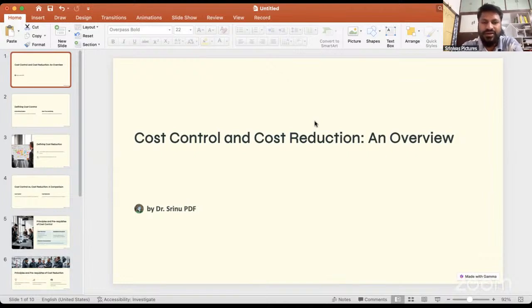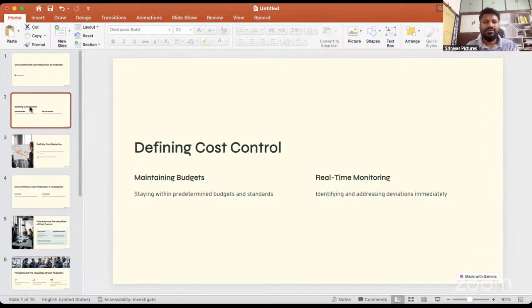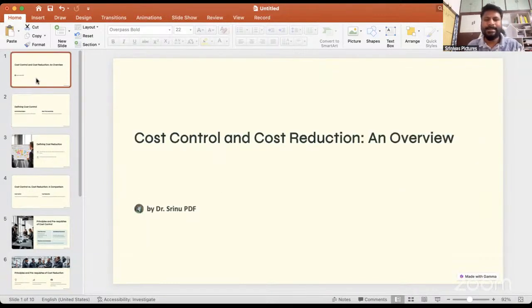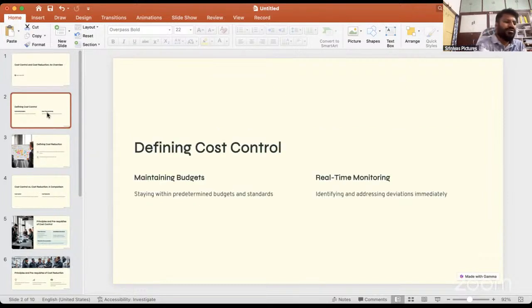In that block 5, first, that is the 14th unit, that is cost control and cost reduction. What is the meaning of cost control? What is the meaning of cost reduction? Let us talk about cost control.